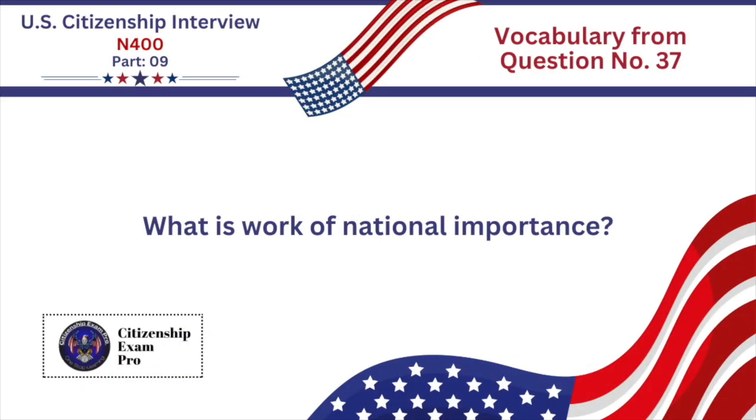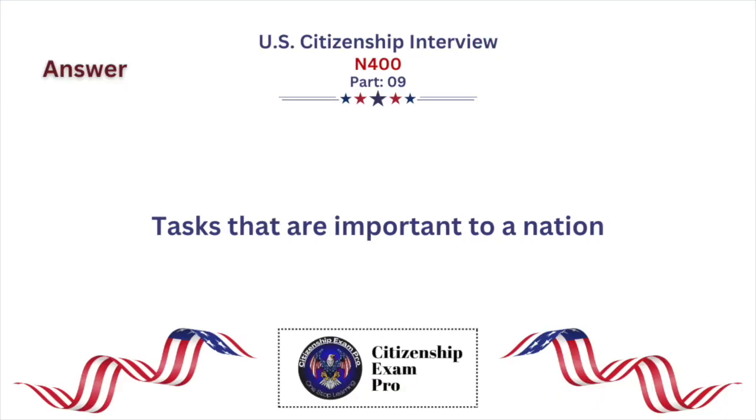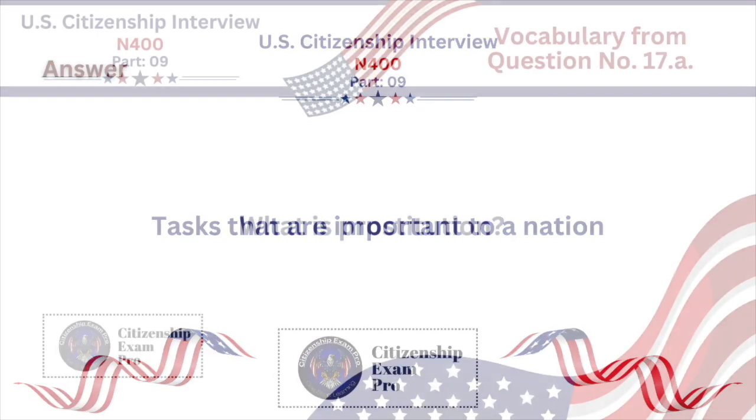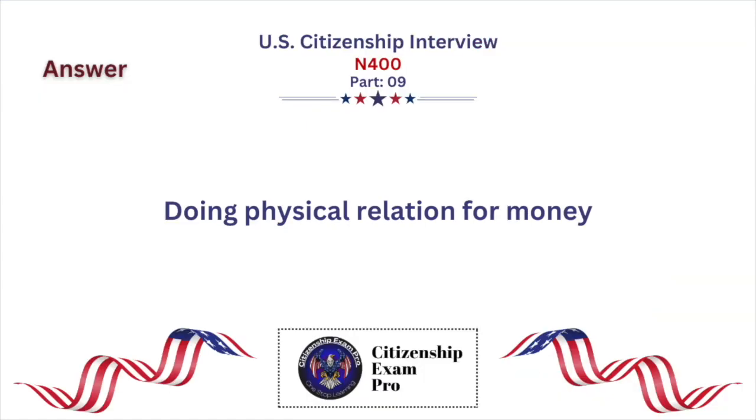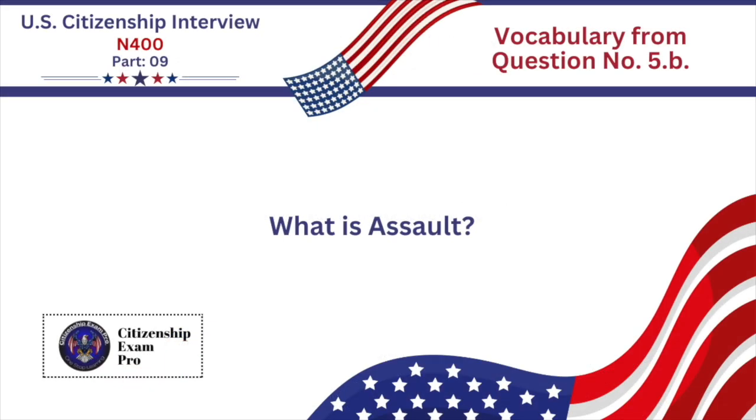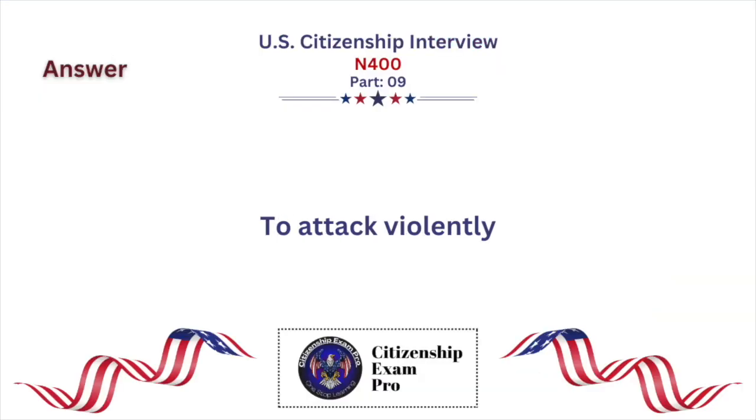What is work of national importance? Tasks that are important to a nation. What is prostitution? Doing physical relation for money. What is assault? To attack violently.